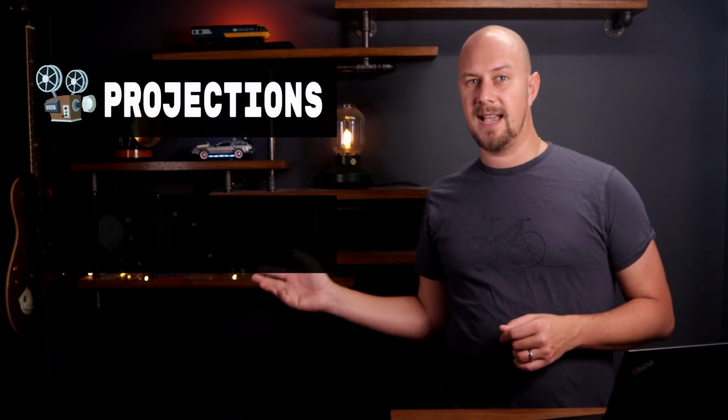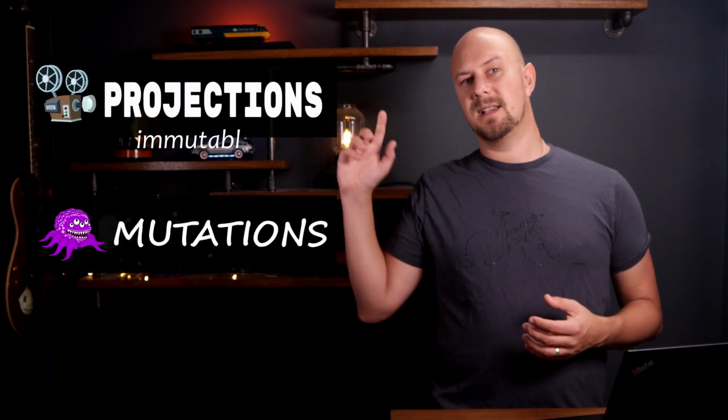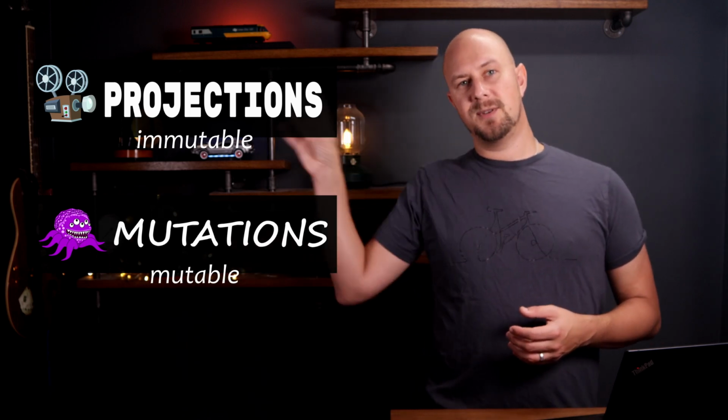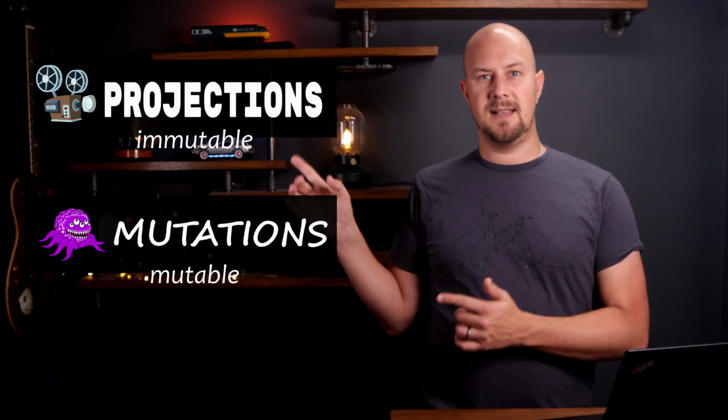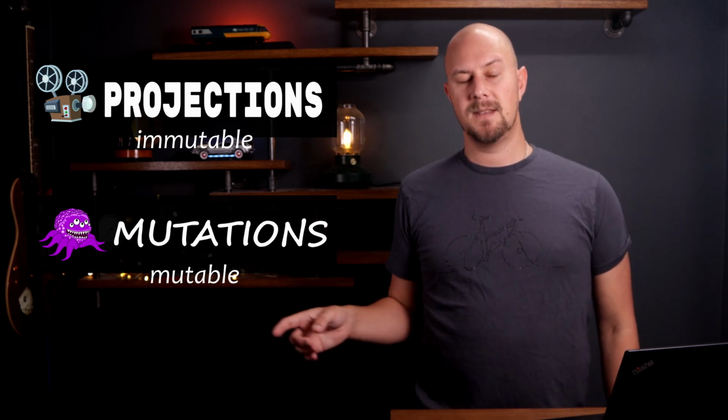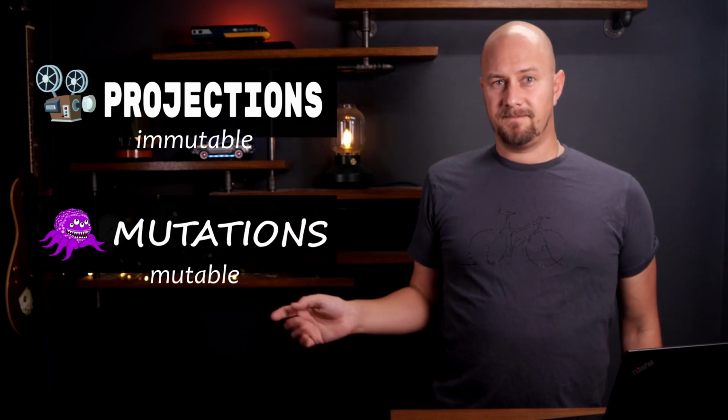So in order to pick out some of the more interesting ones, I'm going to divide these methods into two categories. There's going to be projections and mutations, otherwise known as immutable functions and mutable functions. But I'm going to call these projections and mutations because I think these words better describe what's actually happening with respect to an array. So firstly, a projection.